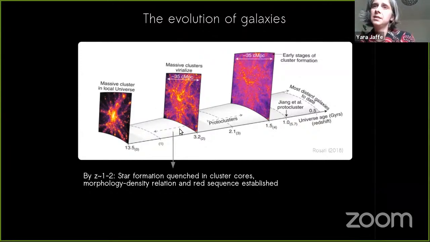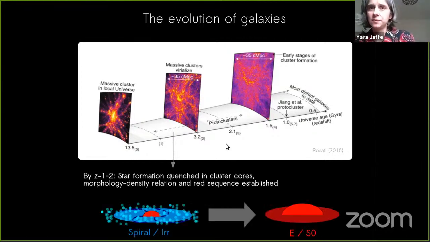And it coincides with the epoch in the universe where these massive clusters are really virializing and becoming very well-defined structures. So what I want to talk about in this talk is how this transformation happens, from gas-rich, star-forming, disky galaxies into passive, gas-poor, early-type galaxies, okay?